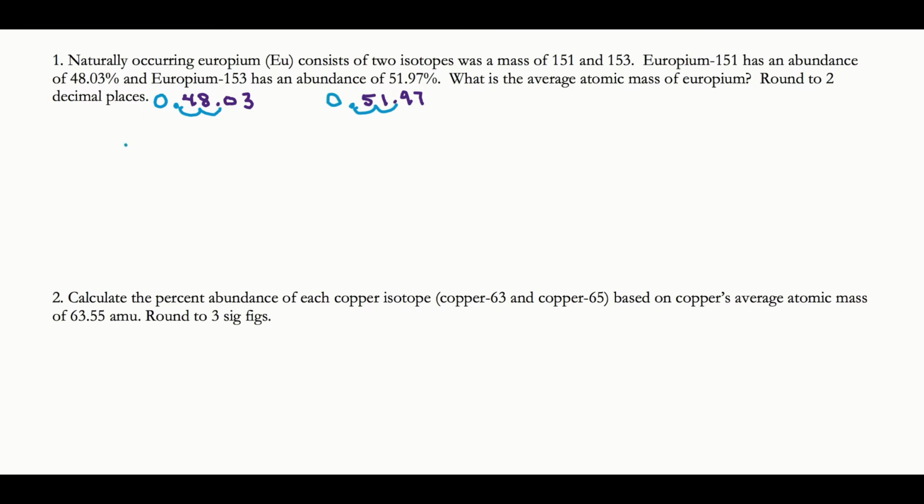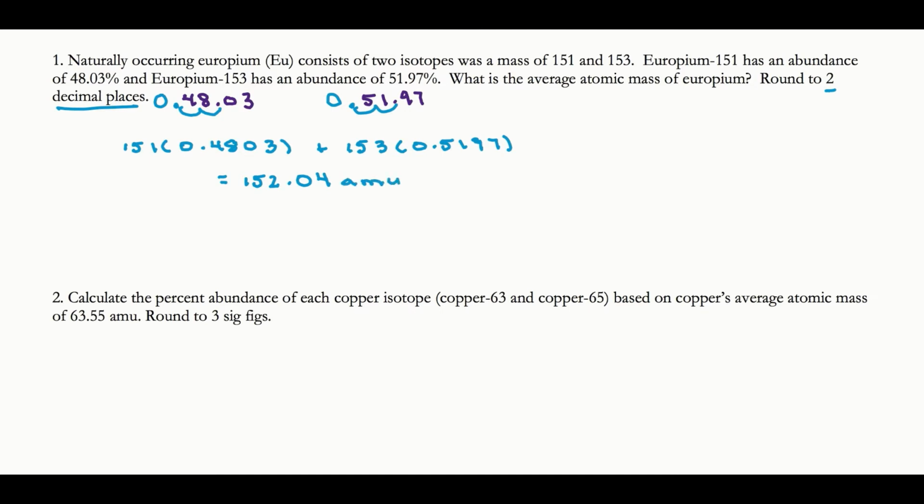So I'm going to take the first mass number, which is 151, and I'm going to multiply it by its percent abundance as a decimal, so 0.4803. I'm going to add to that the next mass number, which is 153, and multiply by its percent abundance, which is 0.5197. Okay? And that will give me my answer. So I'm going to multiply 151 by 0.4803 plus 153 times 0.5197, and the value I get for the average atomic mass, rounding to 2 decimal places, like I'm being asked to do, is 152.04.